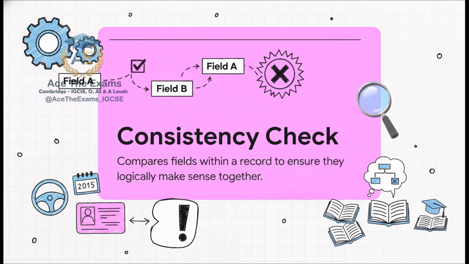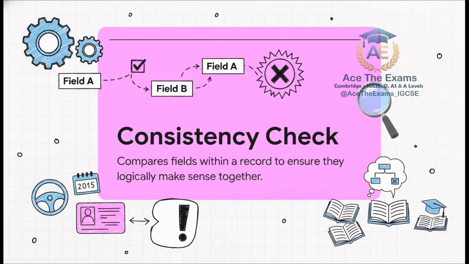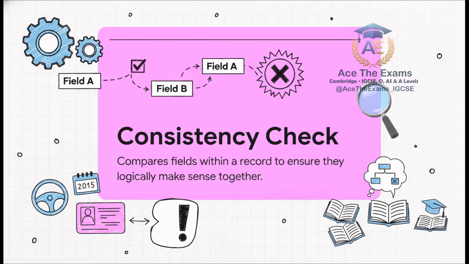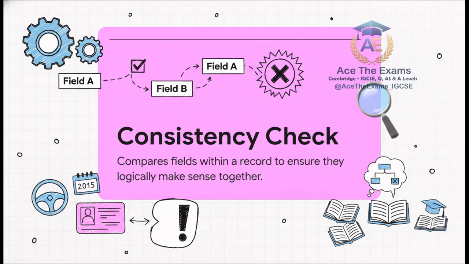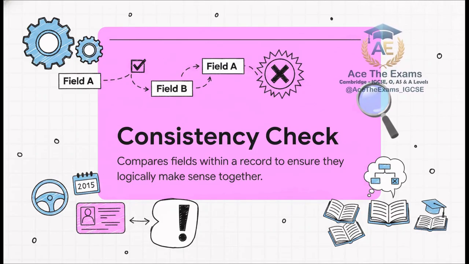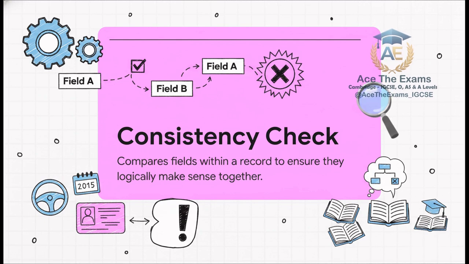Why? Because a 9-year-old cannot legally drive a car. The data in field A completely contradicts the data in field B. The principal examiner reports emphasize a very strict rule right here. You must explicitly define these key terms before using them in extended responses.